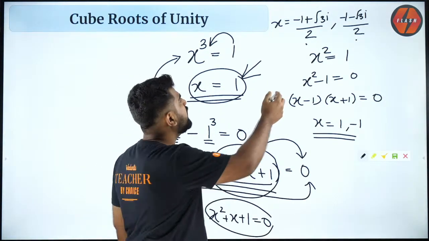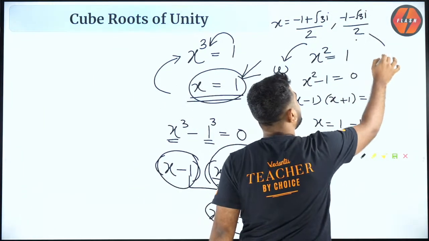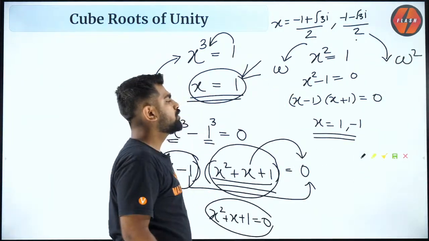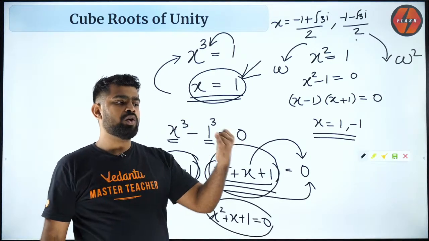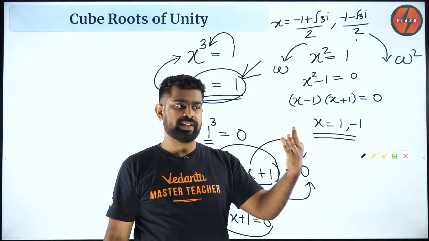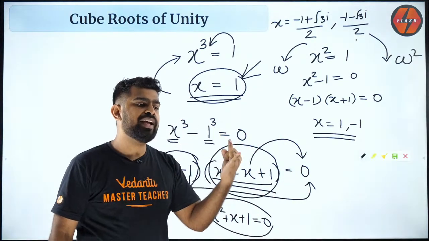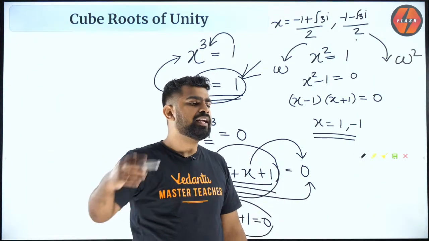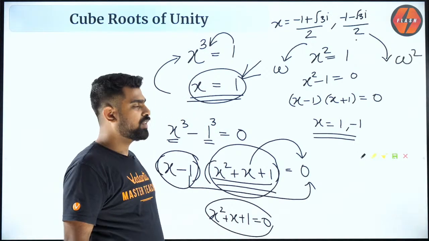So this is what we call as omega. This is what we call as omega square. So the 3 roots of unity are 1, omega and omega square. I hope everybody is clear with it. If you guys have any doubts, please let me know right now.